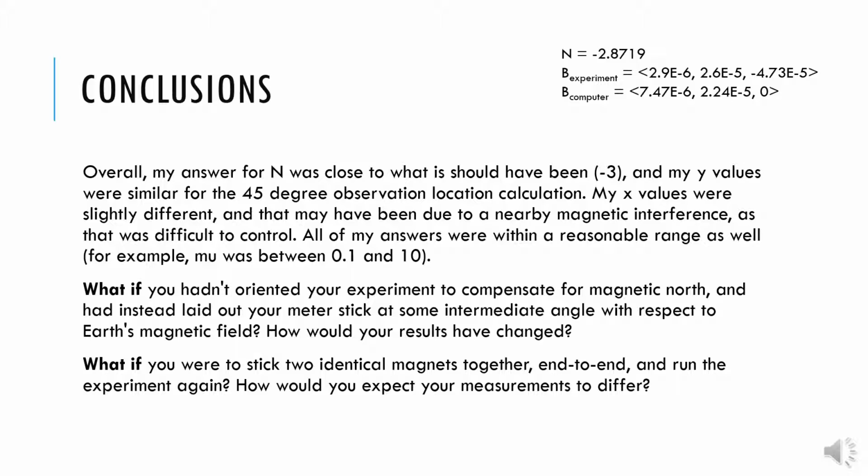The second question was, what if we were to stick two identical magnets together end to end and run the experiment again? If we stuck two magnets together, I would expect the value of mu to double, and nearly double all of the measurements in the x-axis and in the y-axis for the 45-degree angle part, for the magnetic field. Overall, that's it for Lab 3.